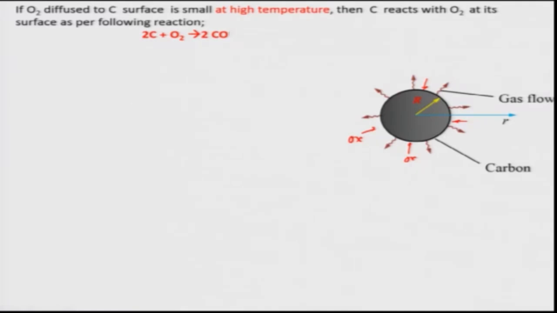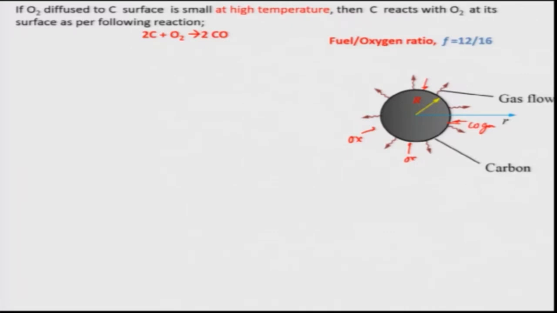And this is a different thing that happens. Instead of carbon dioxide being formed as we had learnt earlier, here the carbon monoxide will be formed. That means at this surface the carbon monoxide gas will be formed, and of course the fuel oxygen ratio is 12/16.